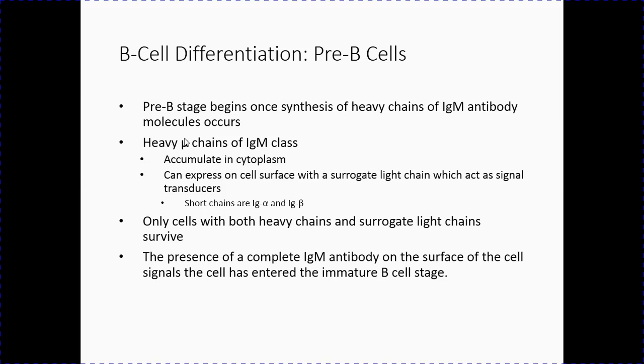Without those, if we don't see the parts needed to make an immunoglobulin, the cell is targeted for cell death. But as long as we have the mu chains developing in the cytoplasm, we are producing alpha and beta immunoglobulin chains, those surrogate light chains on the surface, we are good to go. And we're going to see that we can move on to the next stage of differentiation, the immature B cell. The presence of a complete IgM antibody on the surface of the cell signals the fact that we got into the immature B cell stage.